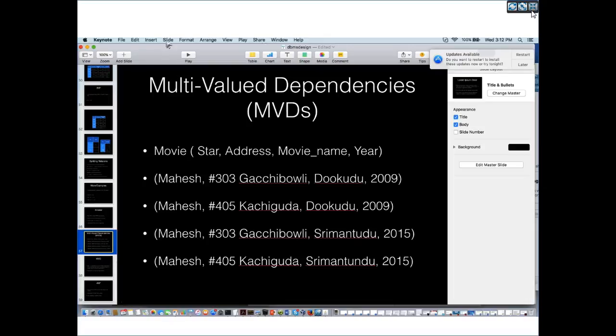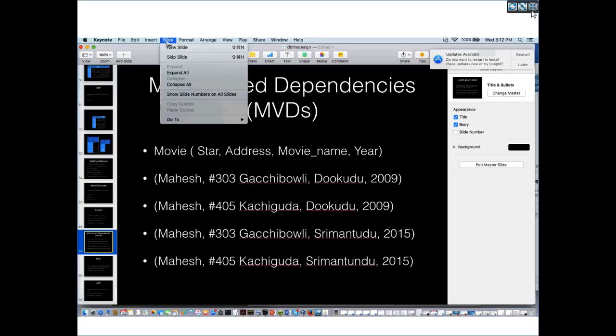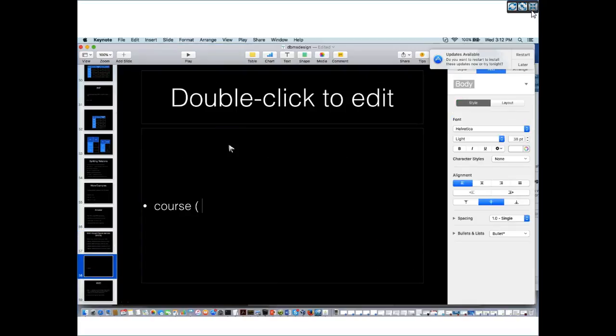then 4NF won't come into the picture. 4NF will come into the picture only in case of multi-value dependencies.